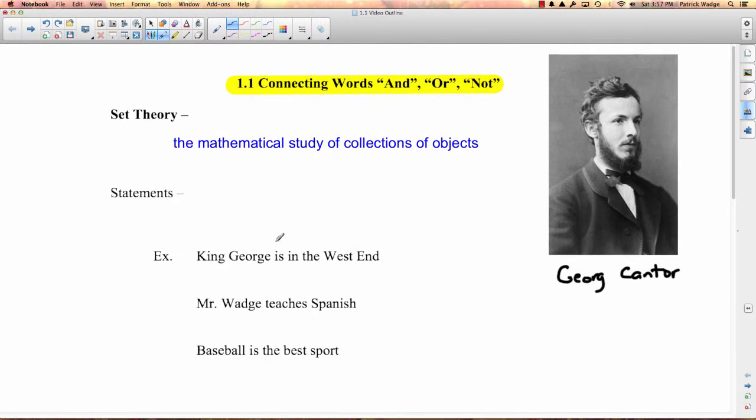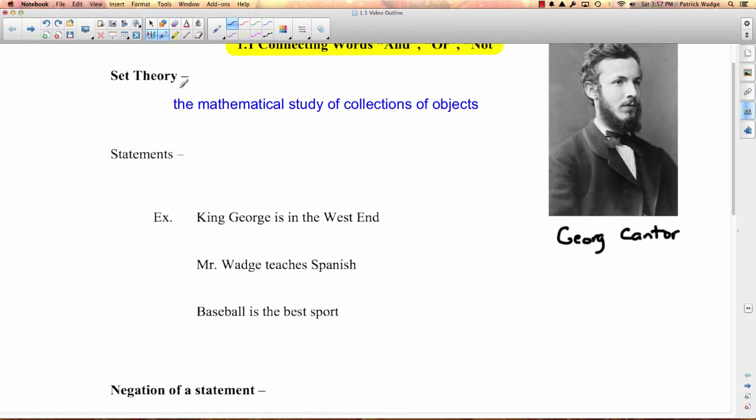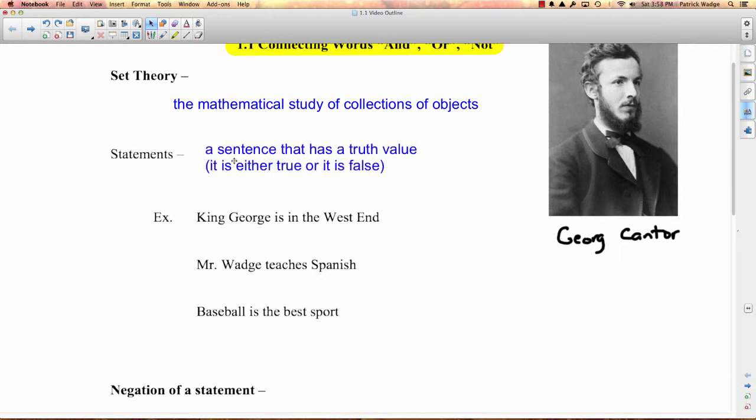All right, let's get into it here. So in set theory, there's all sorts of terminology. We're going to do a lot more terminology next day. But today we'll start with statements. And what statements are, it's a sentence that has a truth value. In other words, it's either true or it's false.